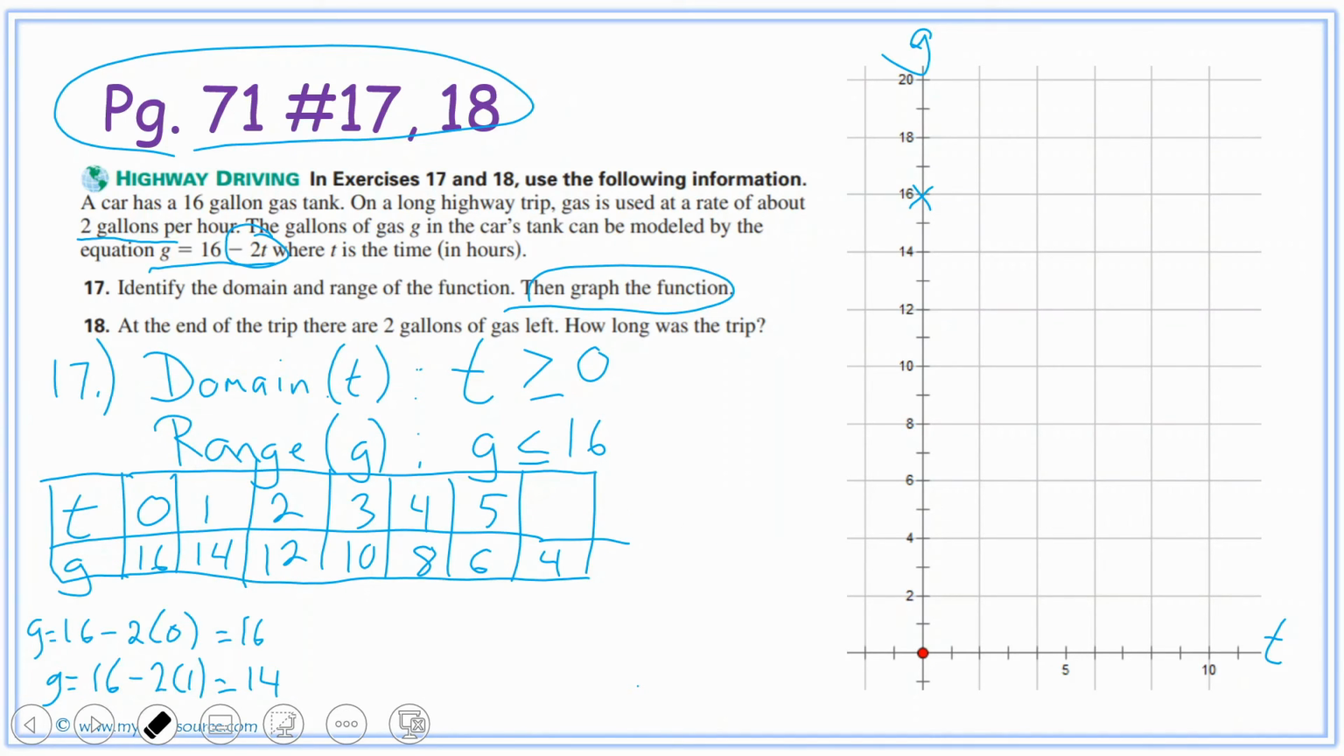Sorry, I'm going the wrong way now. 5, 6, 7, 8, 9. That's what's supposed to be writing up top. 5, 6, 7. Right, so that goes down to 2. And then when we get to 8, you see that we finally hit 0. All right, so we can graph those points. We have 0, 16, 1, and 14.